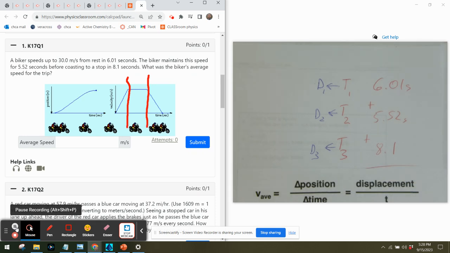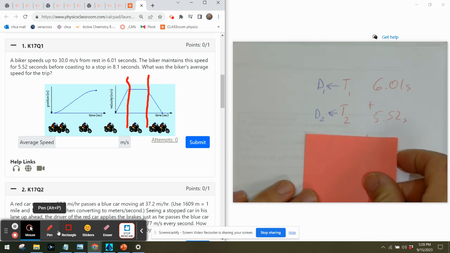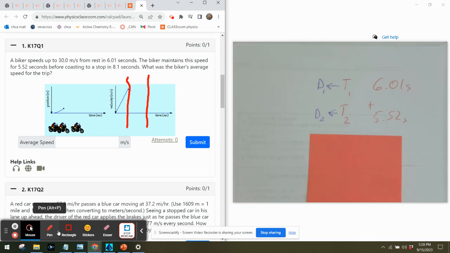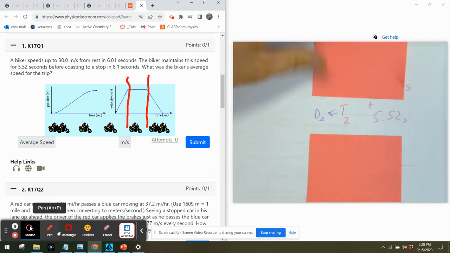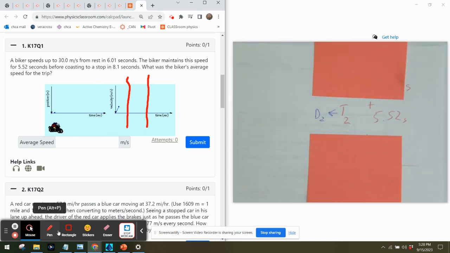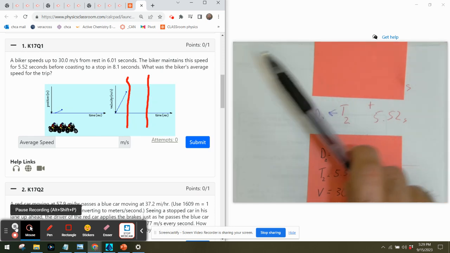Next up, we're going to be looking at the D2 here. How are you going to solve that? What's going to be the same thing?